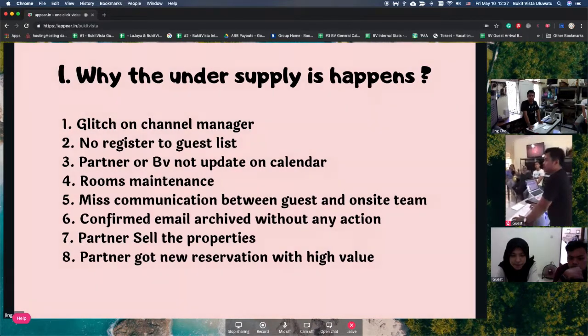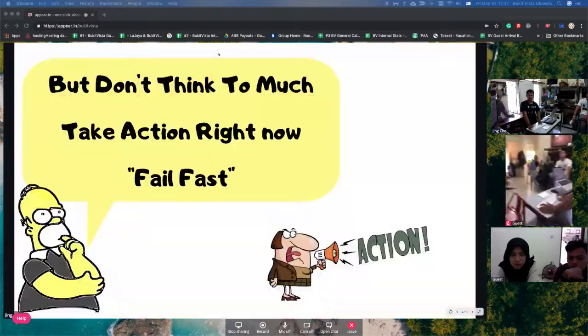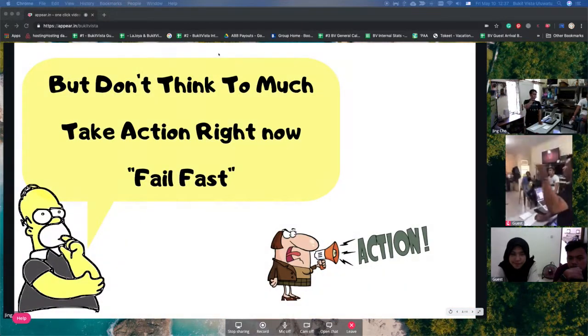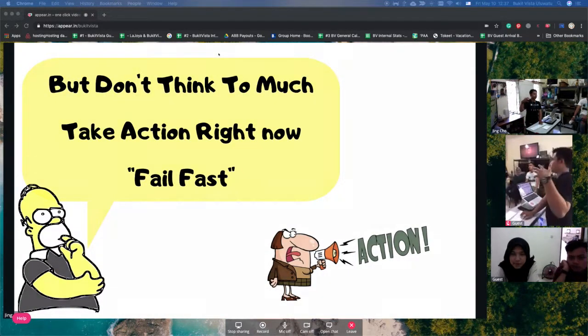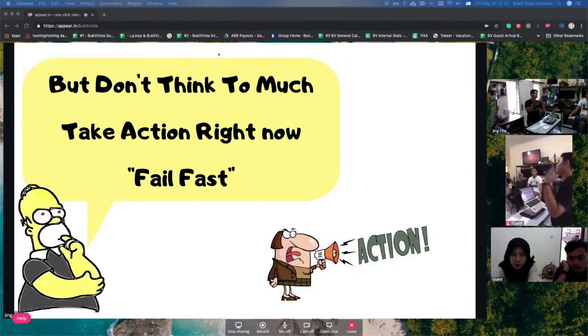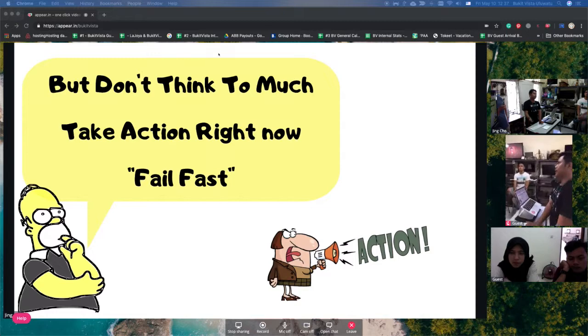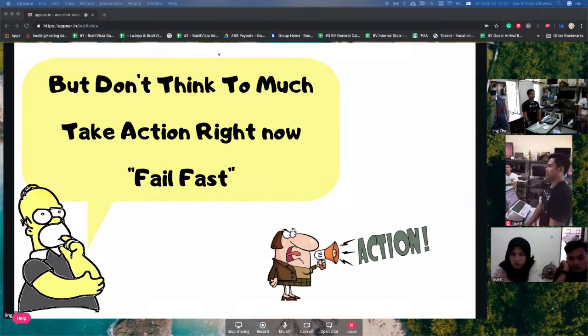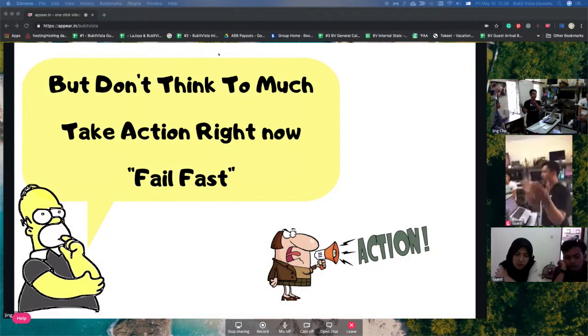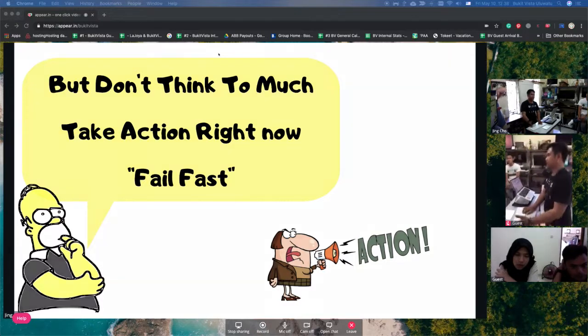Okay, so the second thing that you have to do. But don't think too much about that. Whatever happens, we have to just take action, think how to solve the problem, and then think about the solution for the guest. Our core value is fast. So don't wait for anything. Don't wait for your senior. Don't wait for your friend. Just take it, and then you will get your result.